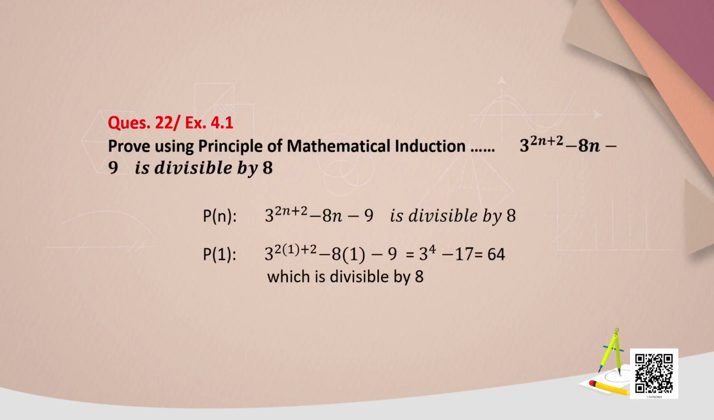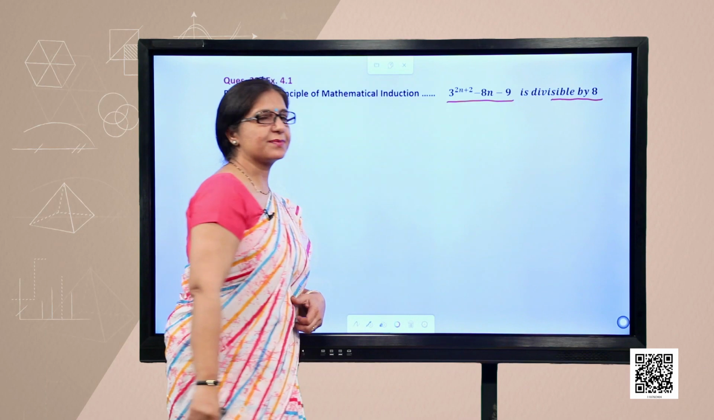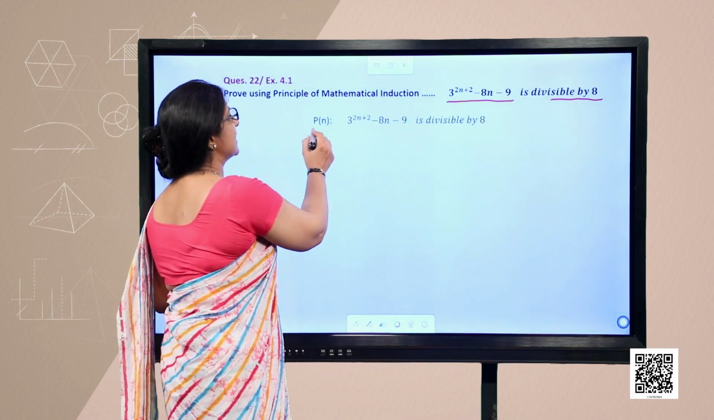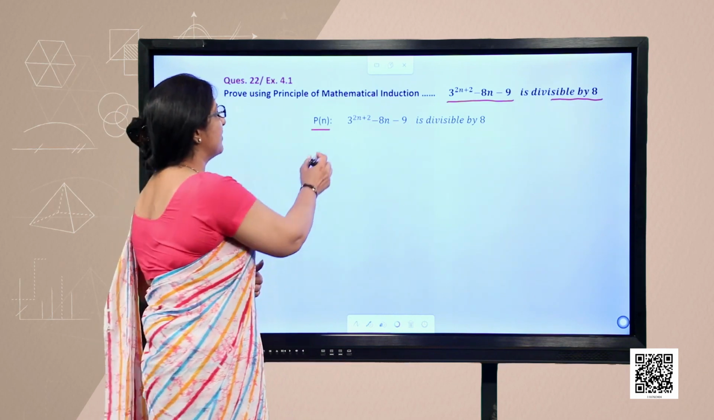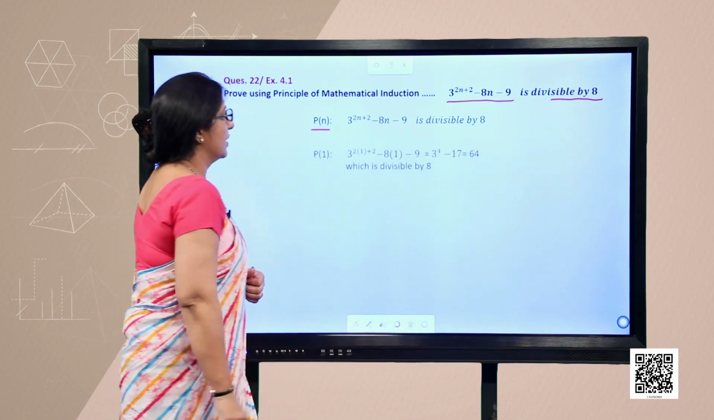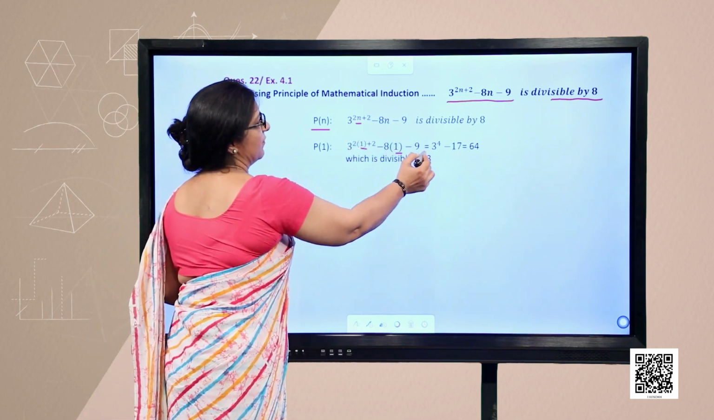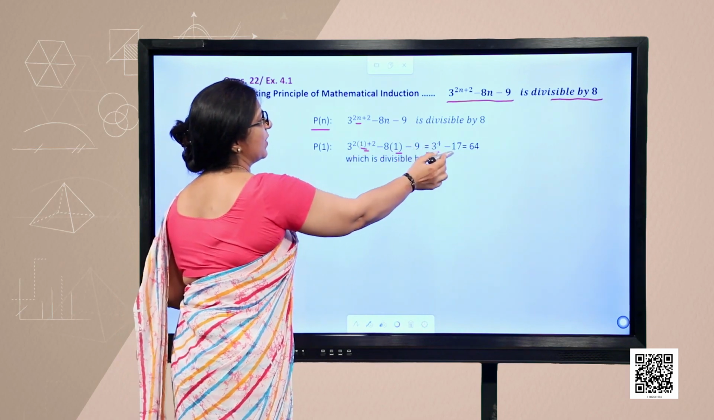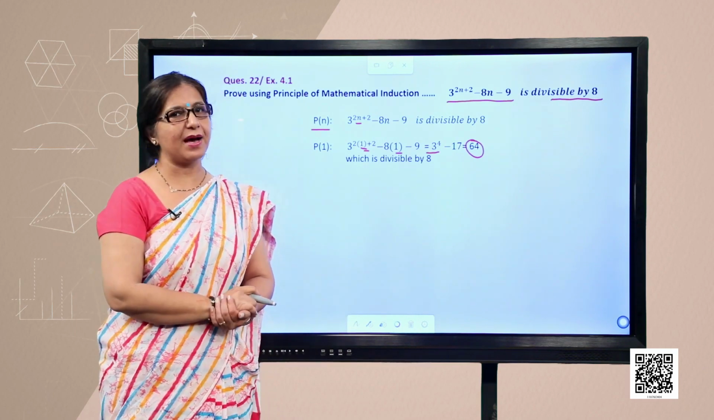Now, moving to the next question. Question number 22 of exercise 4.1. This is a very similar question to what we did just now. This is the expression given. We need to show that this is divisible by 8. As usual, we will consider this as a statement Pn. After considering it Pn, we will verify it for P1. For P1, after replacing n by 1, we find this is 3 to the power 4 minus 17, which is 64, and 64 is divisible by 8.